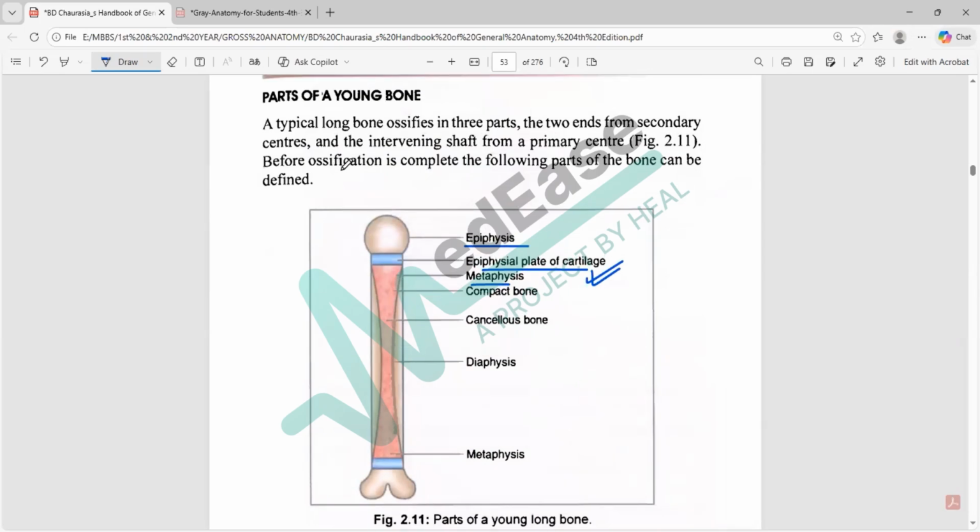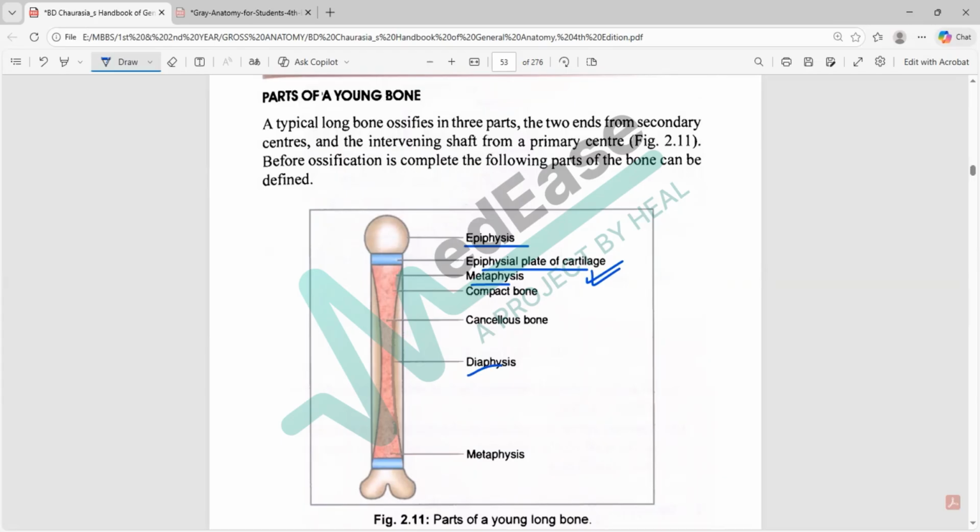Then we have the parts of the bone of a young bone. We have the epiphysis, the metaphysis, which is present between the diaphysis and the epiphysis, and then another part is the epiphyseal plate of cartilage. This part is mainly important in the deposition of bone, and it is important for increasing the length of the bone with increasing age or growth.